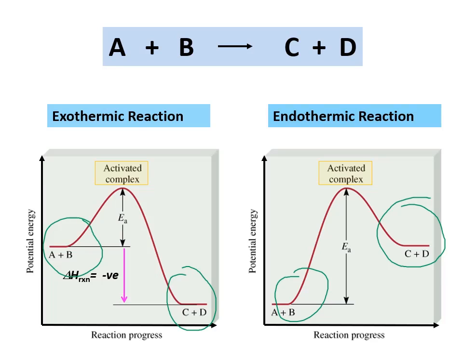For exothermic reaction, delta H is negative because heat is released, while for endothermic reaction, delta H is positive because heat is absorbed. The value of Ea is measured from enthalpy of reactant to activated complex.